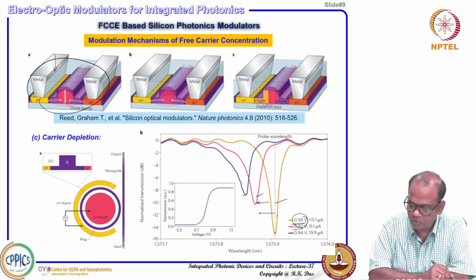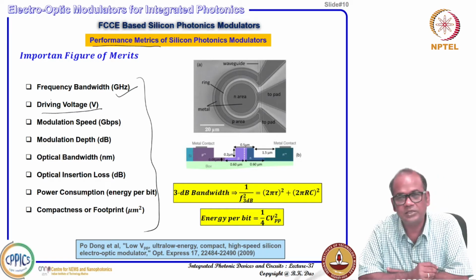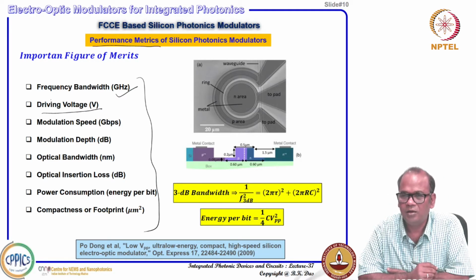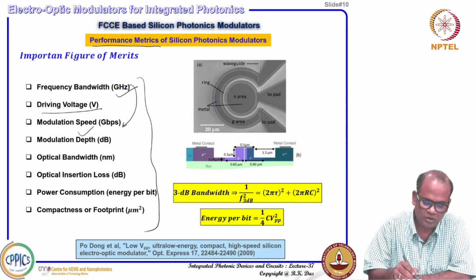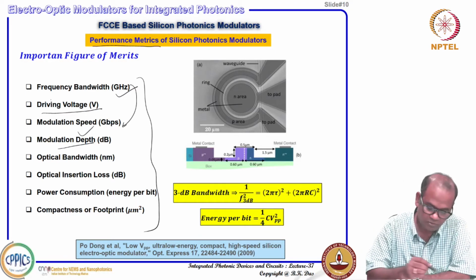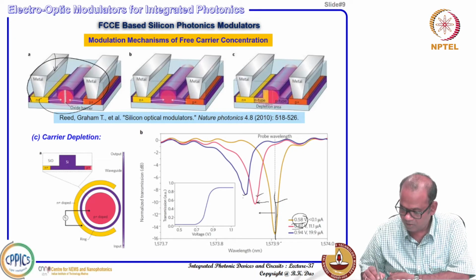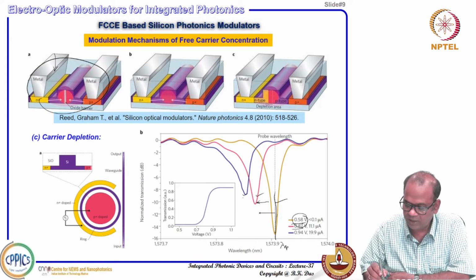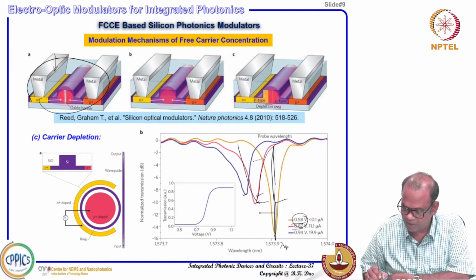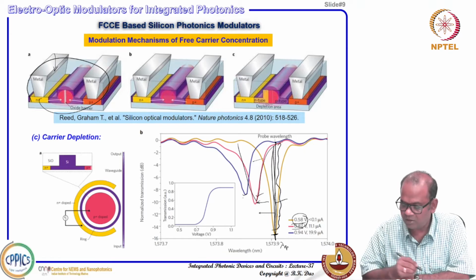Okay, now driving voltage, as I mentioned, should not be very high, and modulation speed, of course, is related to the bandwidth. Modulation depth: suppose your laser is somewhere here, this is your operating lambda, and when you are modulating, the transfer function moves here, right? Earlier the output was at this level, now it goes up to this level. This difference is called modulation depth.